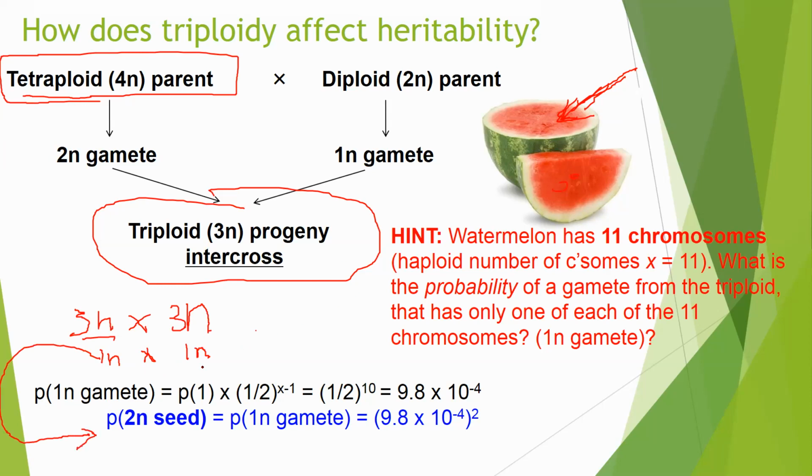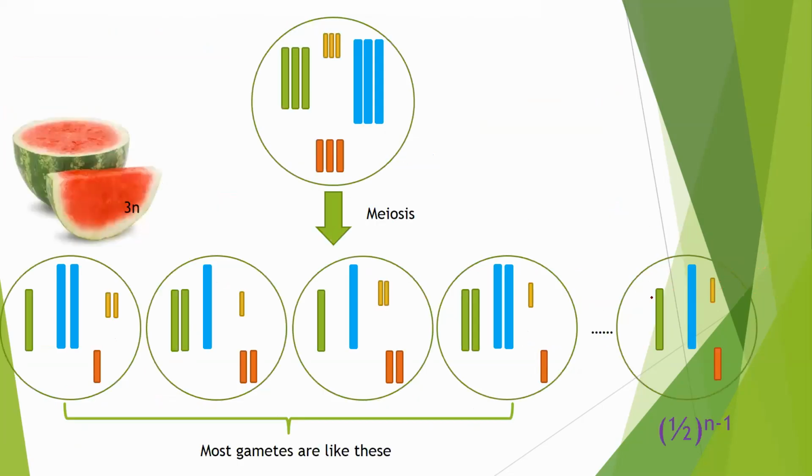Okay. However, because this is a 3N, for example, I only use 4 chromosomes here. Definitely, in a watermelon, there are more than 4 chromosomes, so I just use 4 as an example. In a 3N parent, each chromosome has 3 copies, right?